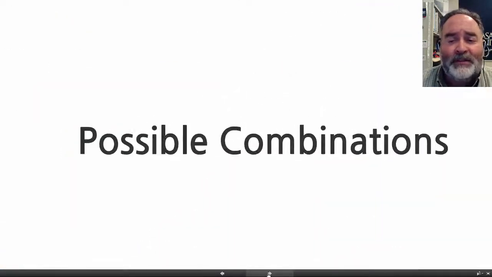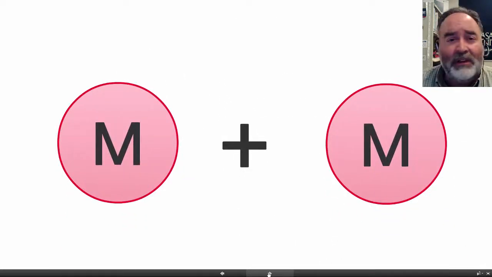Okay, so what about our possible combinations? How do we go about reacting these elements together? Okay, so let's take a look at it. Let's start off with, what if I react one metal with another metal? It can be the exact same element, a copper and a copper, or it could be two different metals, a copper and a nickel, whatever. A metal with a metal.